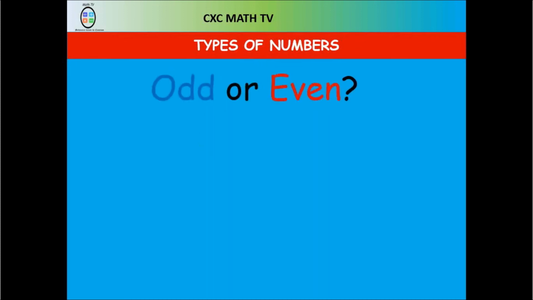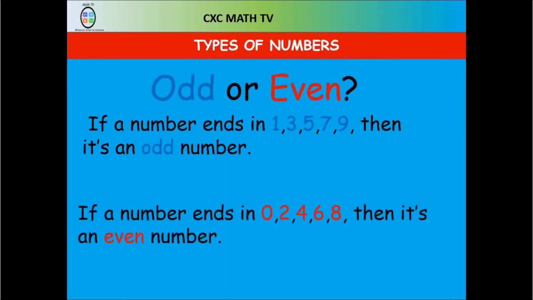So in that case now, the quick way to remember odd and even numbers is this. If a number ends with 1, 3, 5, 7, or 9, then it is going to be an odd number. If it ends with 0, 2, 4, 6, or 8, then it is an even number.